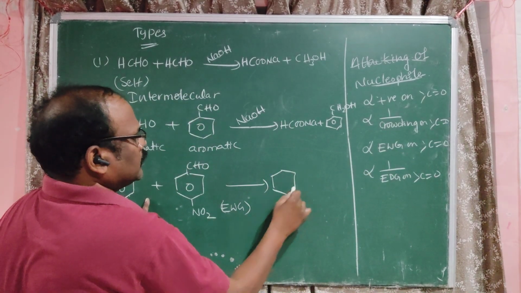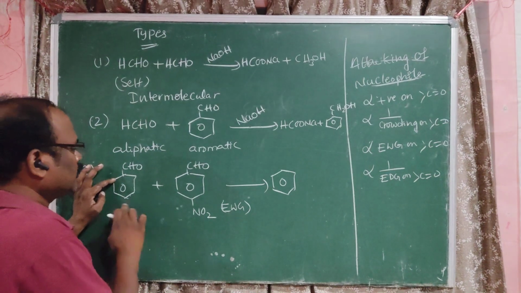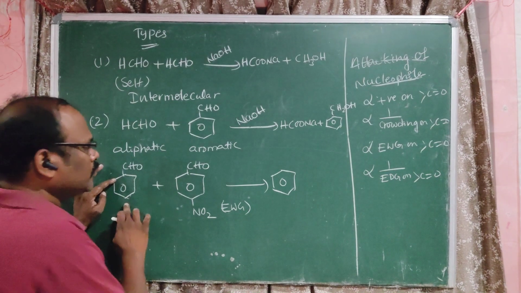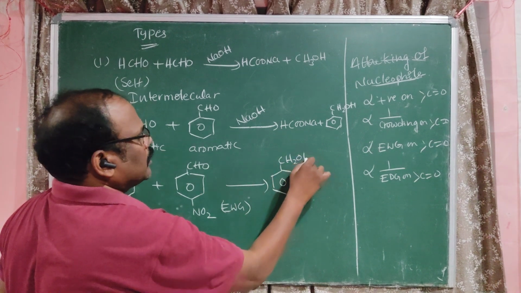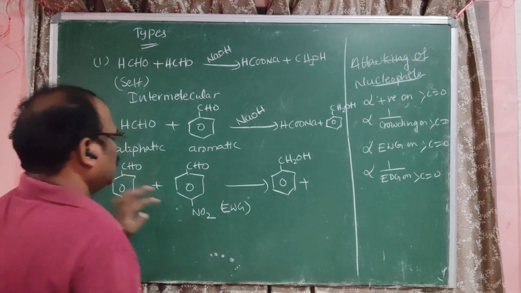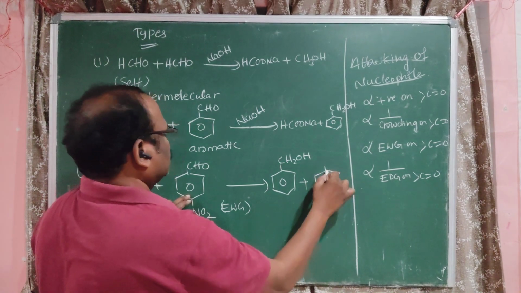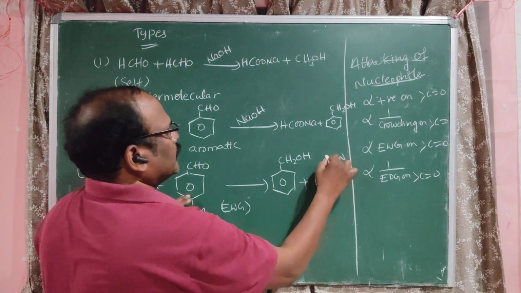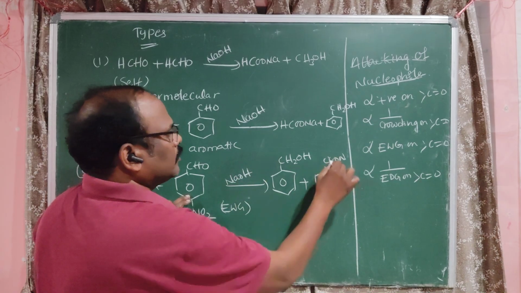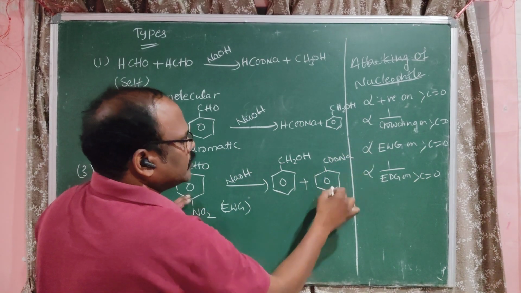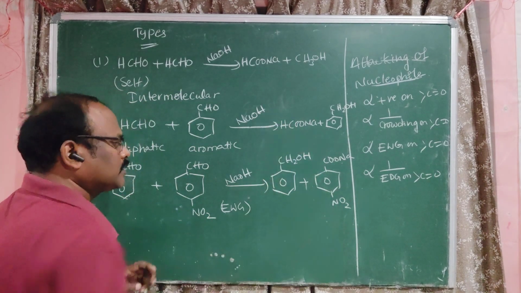The normal benzaldehyde, without an electron withdrawing group, is reduced to CH2OH. Benzyl alcohol is the product, and the other one is oxidized to COO minus, using NaOH. Sodium benzoate with a nitro group: para-nitro sodium benzoate is the product name.